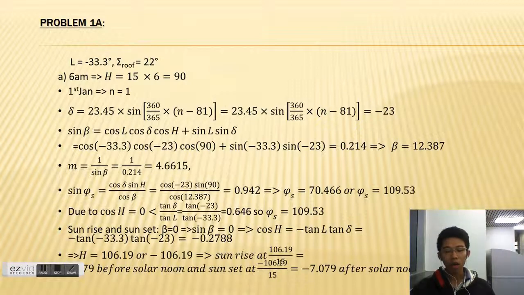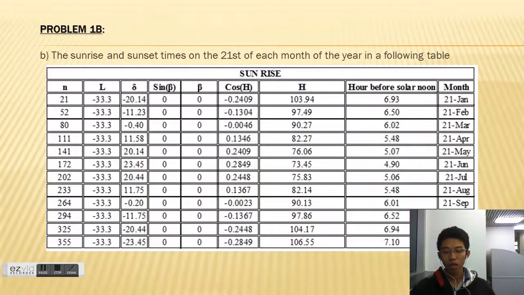For the sunrise and sunset, beta is equal to 0, so that cos h equals minus tan L tan delta. Thus, we can get the hour angle before and after solar noon. Secondly, we can calculate the hour before and after solar noon on the 21st of each month of the year by changing n, and all the formulas are the same.